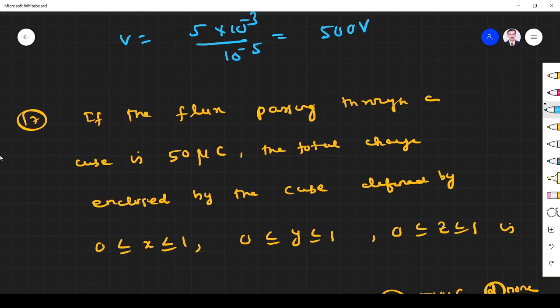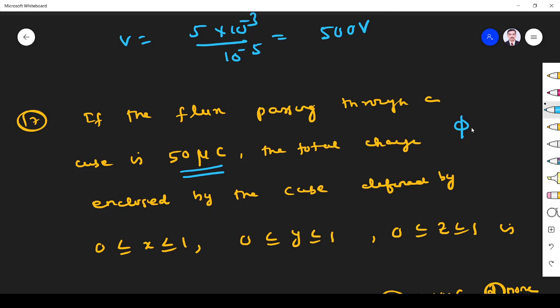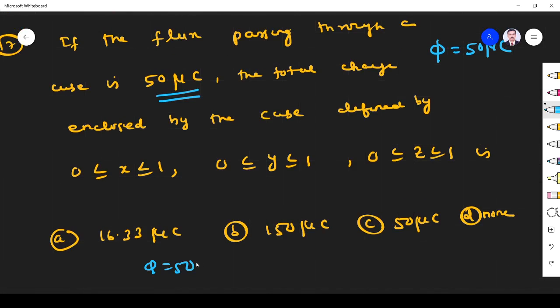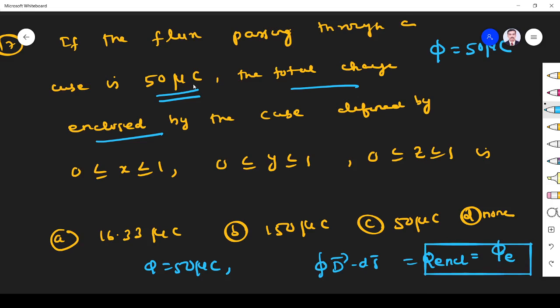Next one, if the flux passing through a cube is 50 microcoulomb, so psi is equal to 50 microcoulomb. The total charge enclosed by a cube. The cube's dimension is given: x varies from 0 to 1, y varies from 0 to 1, z varies from 0 to 1. But as per Gauss law, what is the question they are asking? The charge enclosed. We know as per Gauss law, D dot dS is equal to Q enclosed. The electric flux passing through any closed surface is equal to charge enclosed. So here 50 microcoulomb is passing through the closed surface, so the charge enclosed is 50 microcoulomb because flux is nothing but charge enclosed. Okay, option C is the right answer.